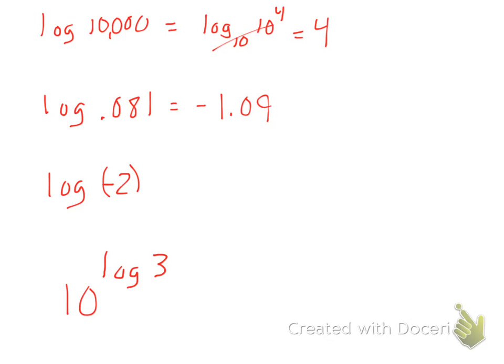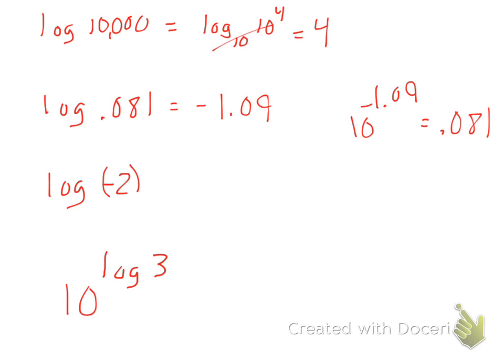Yeah, I didn't get that. You did not get that. Because remember, guys, we could test this. That means 10 to the negative 1.09 should equal 0.081.